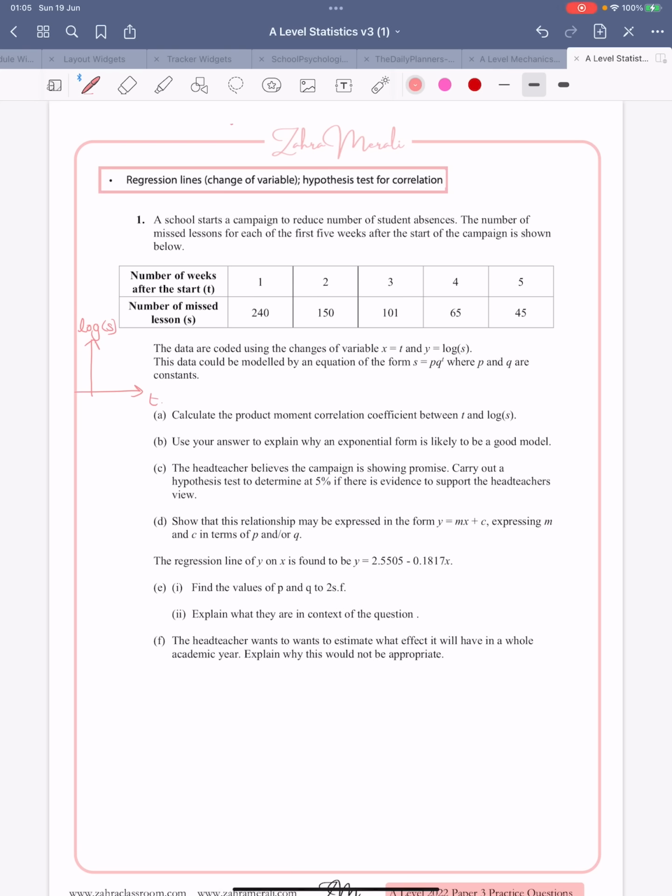And you want to calculate the product moment correlation coefficient, and this is where this is important, between t and log s. Now you're not given log s, you're given just s. So in your calculator you have to make sure you type in 1, 2, 3, 4, 5 into the x column and log 240, log 150, log 101. So for part A, if you're using the ClassWiz, you're going to menu 6, your number 2. In the x column, as I said, you're typing 1, 2, 3, 4, 5. In the y column, you're typing in log 240, log 150, log 101, log 65, log 45, and so on.